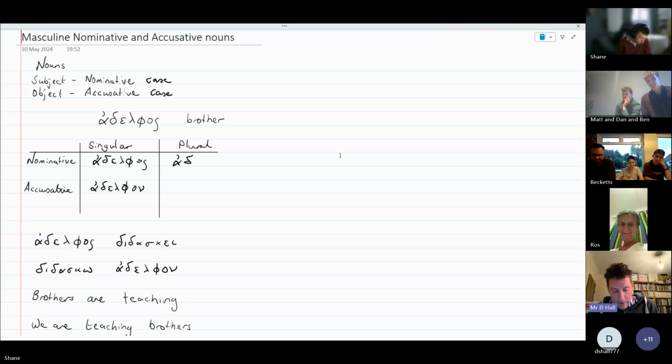Brothers is written as adelphoi. Okay, so it's got the same stem, it has a different ending. If we wanted to talk about brothers in the subject of a sentence, we'd write adelphoi. And if we wanted to write brothers as the object of a sentence, we'd write adelphus. Okay, so we have four basic endings.